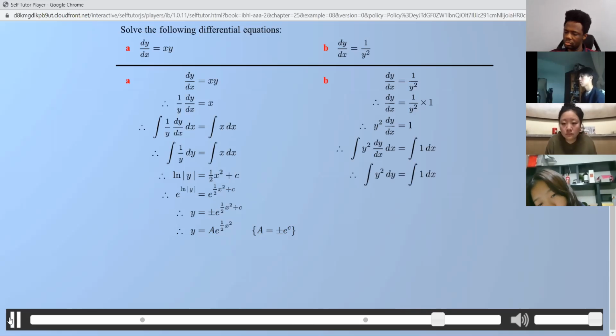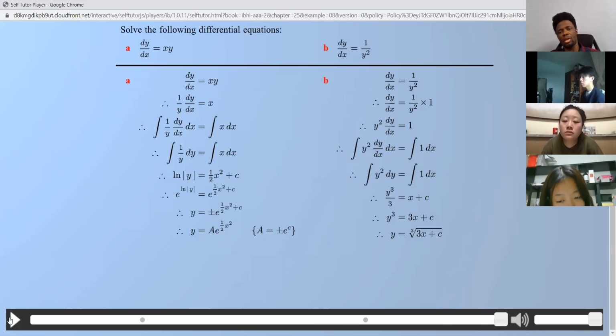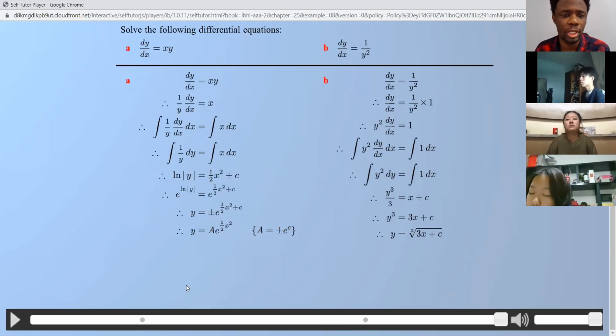Applying the chain rule, the integral on the left-hand side is now in terms of y only. We can now perform the integration on each side. We only need to add a constant of integration on one side. We want to write the solution with y as the subject, so we multiply both sides by 3, then take the cube root of both sides. Understood?